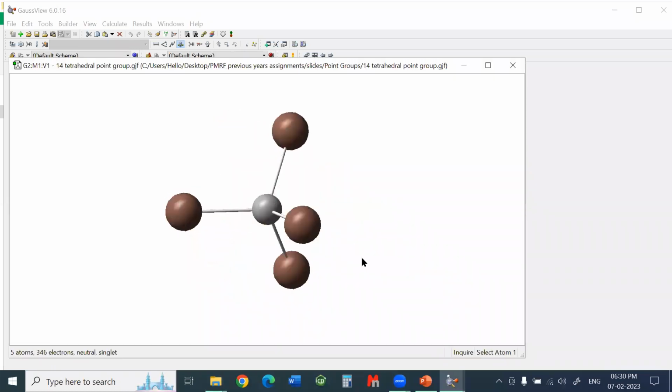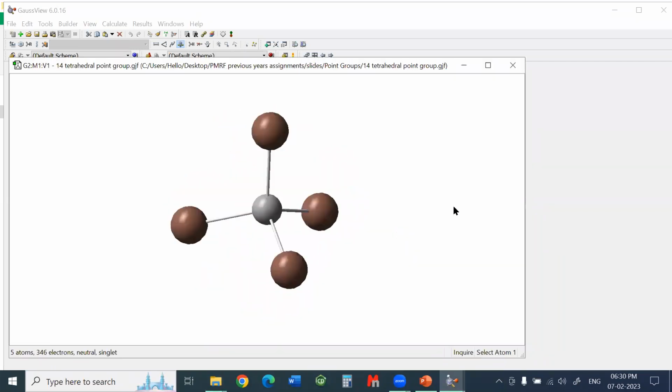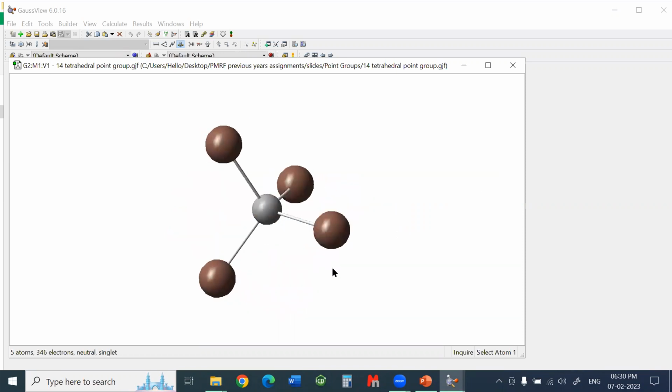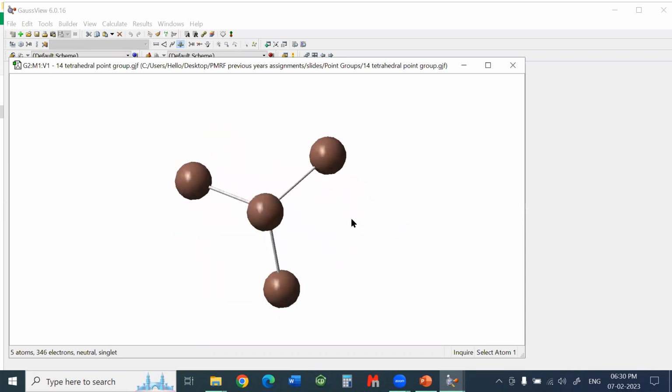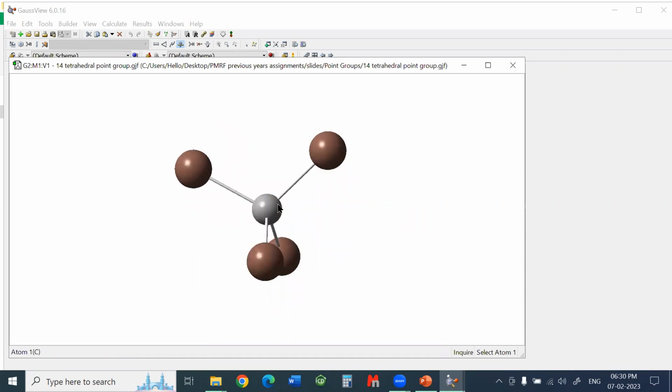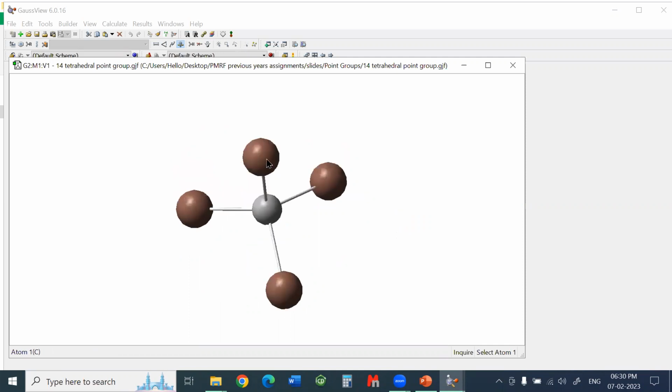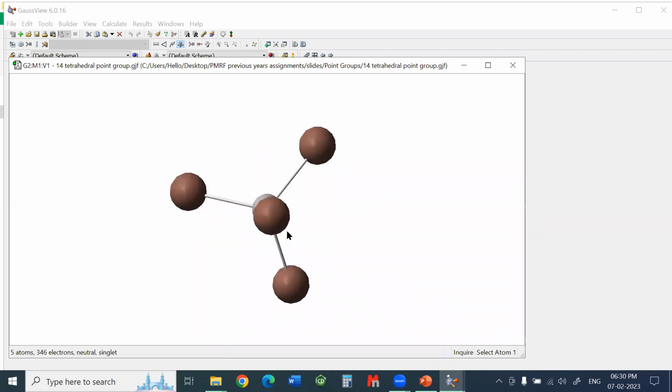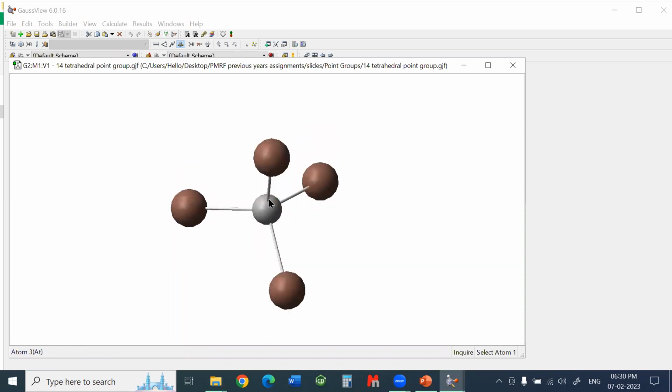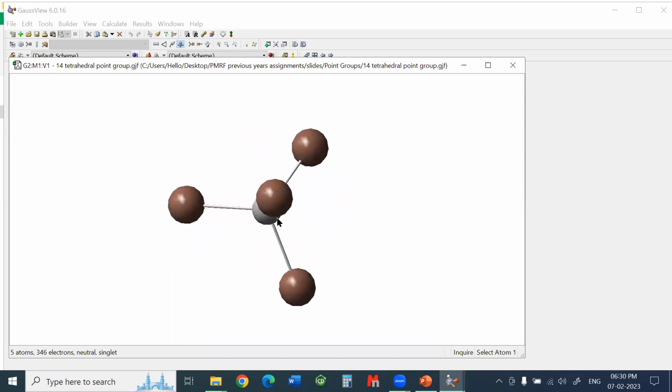Yeah. Suppose this one is the molecule, right? And if we pass the axis through the central carbon atom and this one, let's say this brown one is the hydrogen, and the central gray one is the carbon atom, and we pass an axis which passes through this hydrogen and the centrally situated carbon atom, and rotate this molecule by 120 degrees.